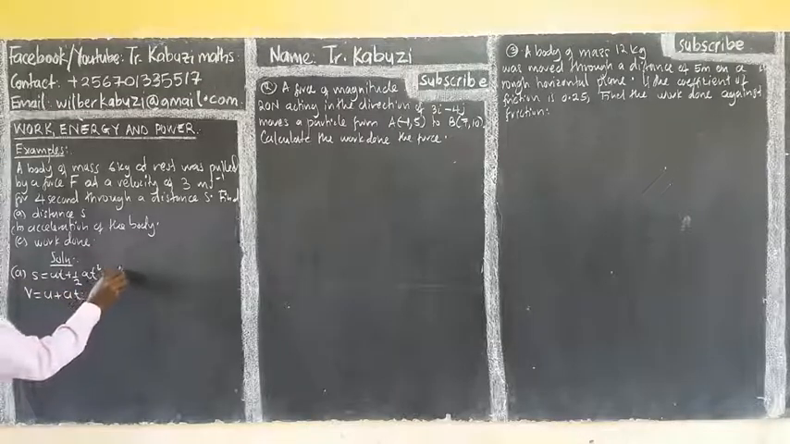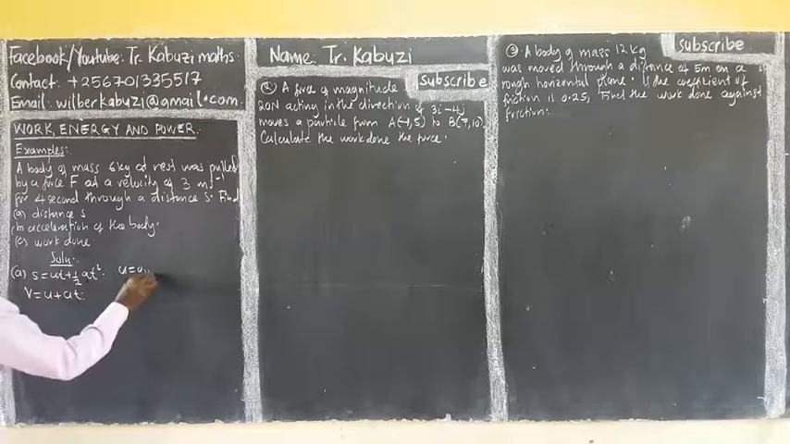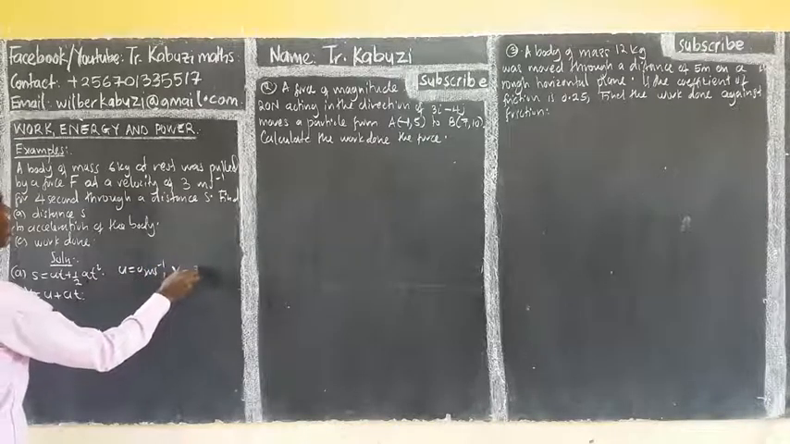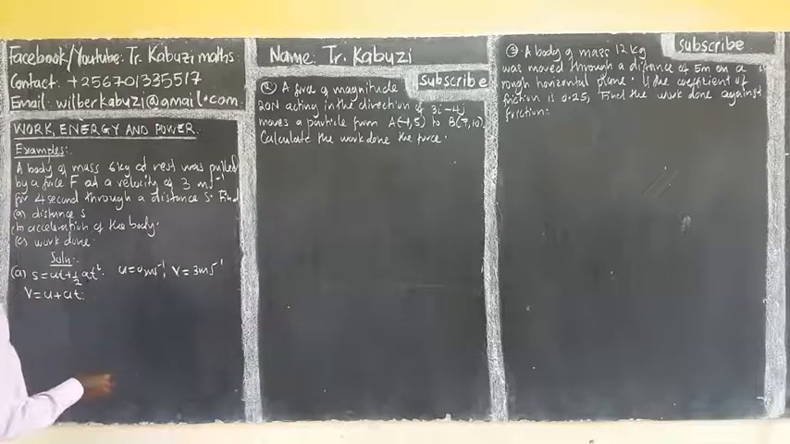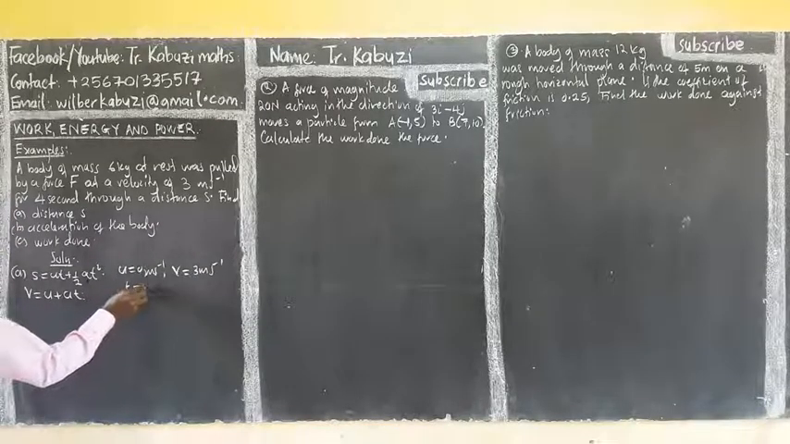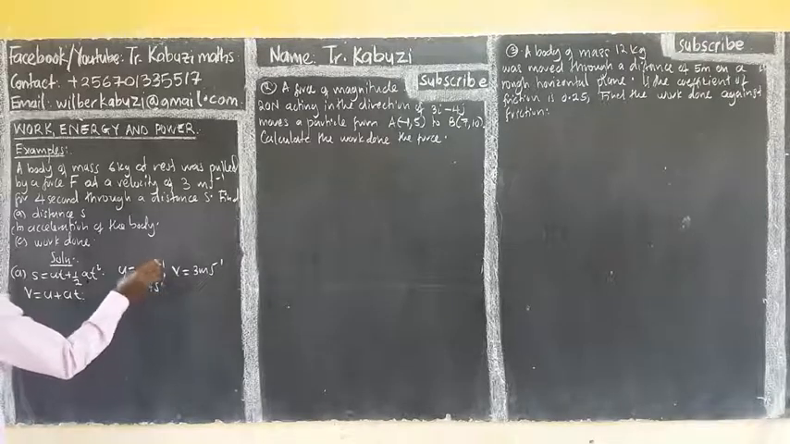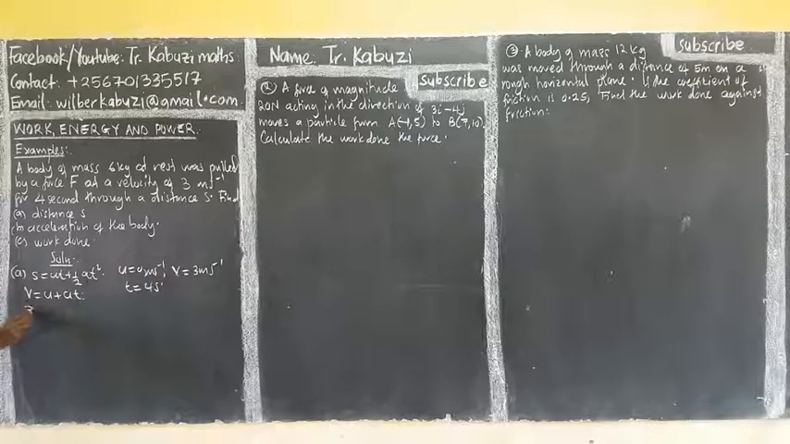From here you can see that our u is 0 because the body is at rest. Then our v is equal to 3 meters per second, and our t is 4 seconds. So putting it here, we have 3 equals 0 plus the acceleration which we are looking for, times 4. And from here, acceleration is going to be 0.75 meters per second squared.